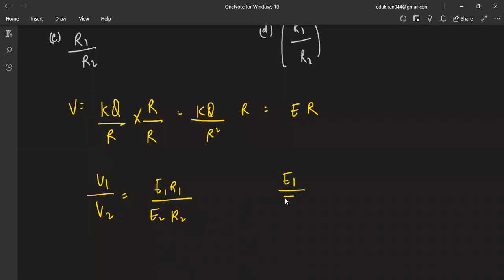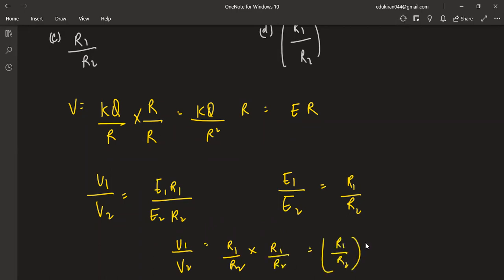And what is E1 by E2 given? From the question, it is given to you as R1 by R2. Right. So here you have your answer, option D. Put this V1 by V2 as R1 by R2 into R1 by R2. That becomes R1 by R2 whole square. Option D is right.